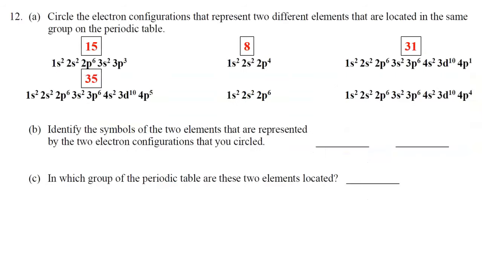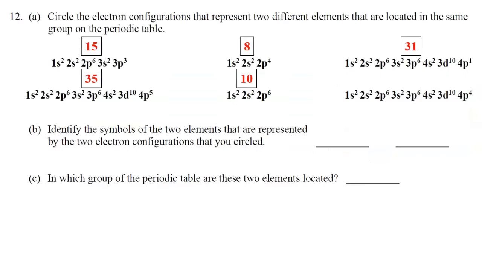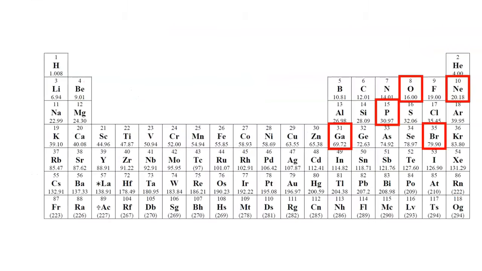In our next electron configuration, there are 10 electrons, and that would be represented by the element neon, which has the symbol Ne. Now, so far, we haven't found 2 different elements that are located in the same group or vertical column. So in our last electron configuration in Part A, if we add up the total number of electrons, we get a value of 34. So 34 corresponds to the atomic number of the element selenium, which has the symbol Se. And now we can see that oxygen and selenium are located in the same group on the periodic table.